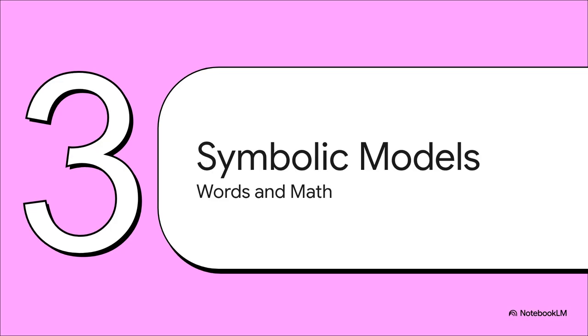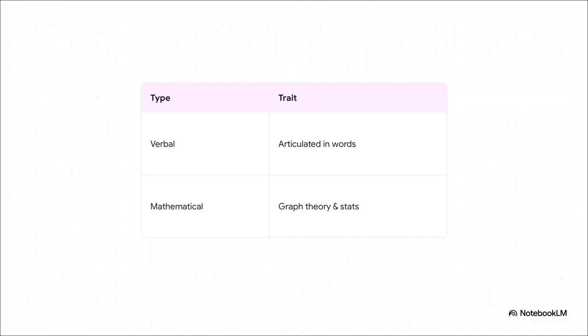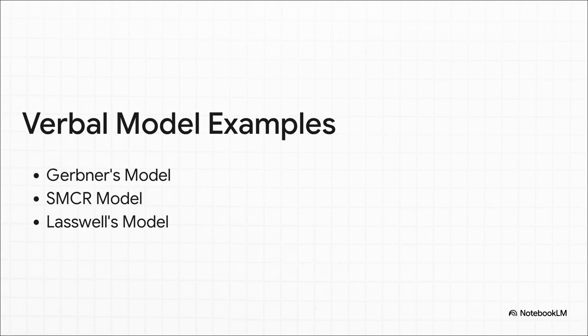Okay, having established the flow of communication, let's drill down a bit deeper into our taxonomy and explore symbolic models, words and math. Symbolic models basically break down into two main types. You have verbal models, which use language to articulate theories in words, and then you have mathematical models, which quantify information using things like statistical concepts and graph theory. As future media professionals, you are going to use verbal models all the time.